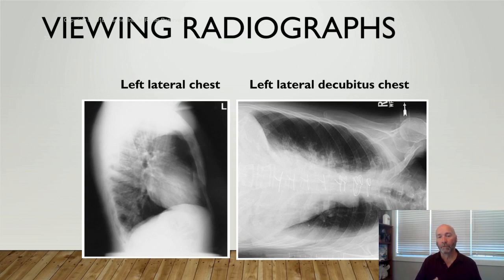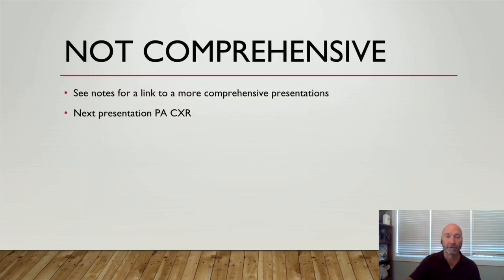So what we do with a decubitus x-ray is we lay the patient on their side in most cases, and we utilize a horizontal central ray so that you can visualize the separation of the air in the lungs from the fluid outside of the lungs. So an x-ray decubitus is not just with the patient laying down, but it's the patient laying down with a horizontal central ray. So again, this is not comprehensive. This is just to get us into chest x-rays, which will be our next presentation or recording.